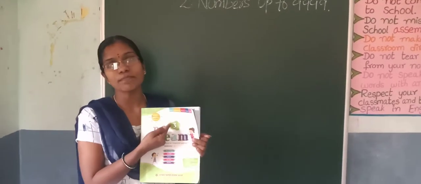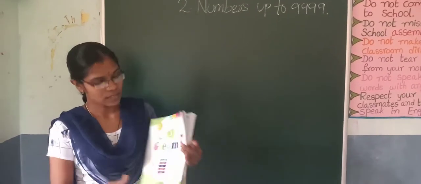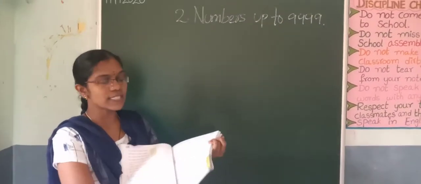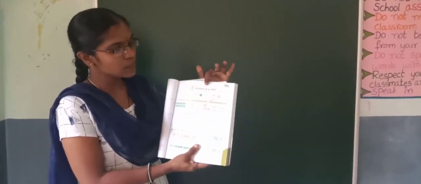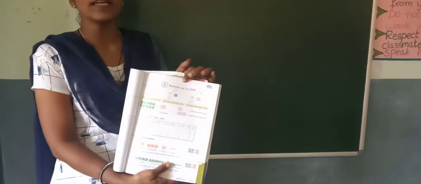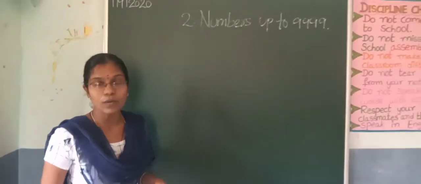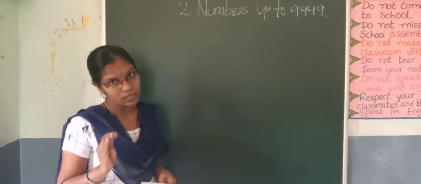Now, third class maths, open your textbooks everyone. Page number 65. Numbers up to 9999. Okay. Now see here, you know how to make tens, how to make hundreds and how to make thousands.